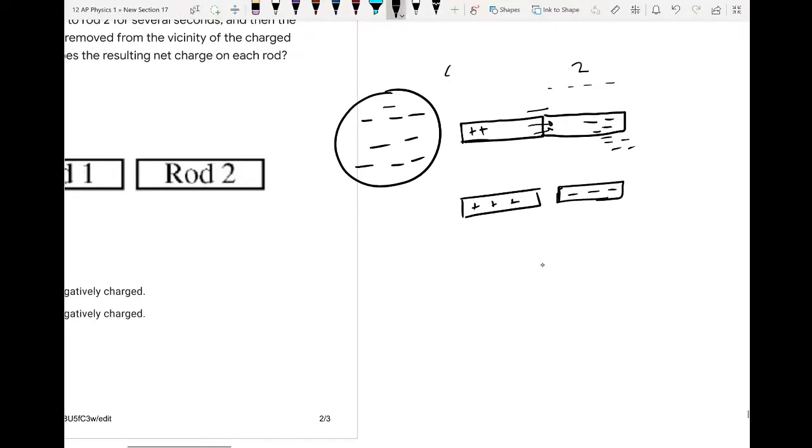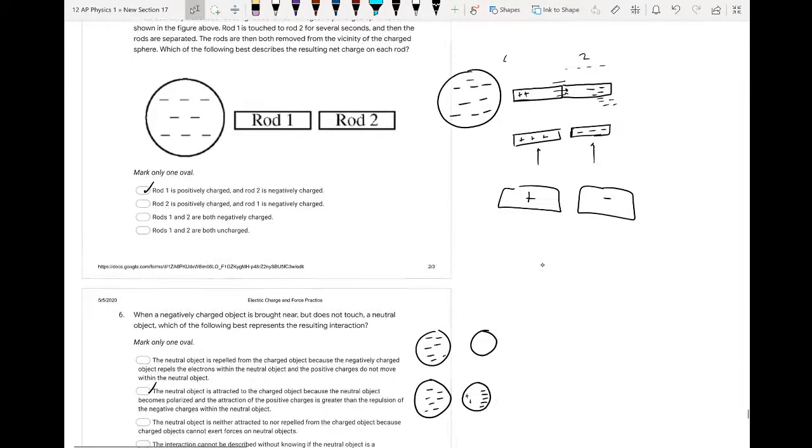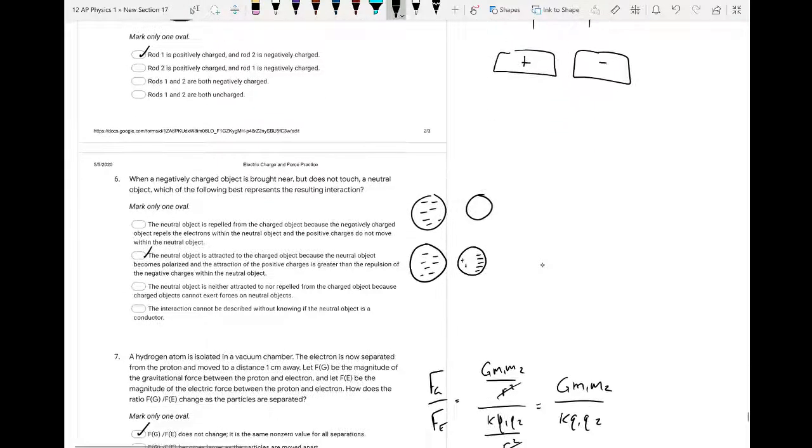When we separate them, and we're keeping them still over here, we'll keep that separation where we have a positive rod 1 and a negative rod 2. So that separation will still hold. So rod 1 is positive, rod 2 is negative.